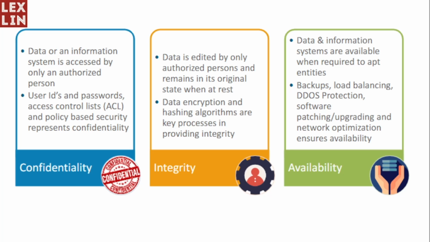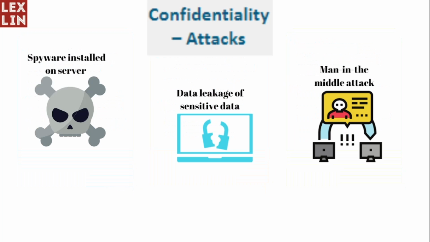So let's get into some examples of each one of these. What does a confidentiality attack look like? A confidentiality attack could be spyware installed on a server. Another example is a data leakage of sensitive data, to the point where that data is available to people that are not supposed to have it. If you're a doctor, you don't want the janitor to have access to confidential information.